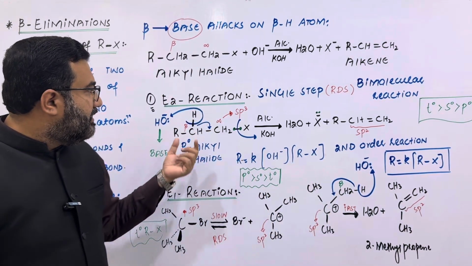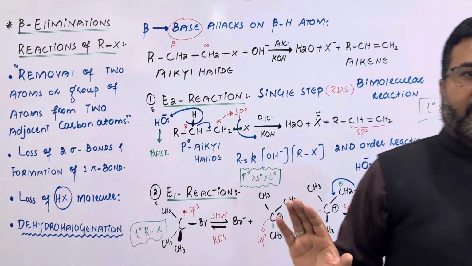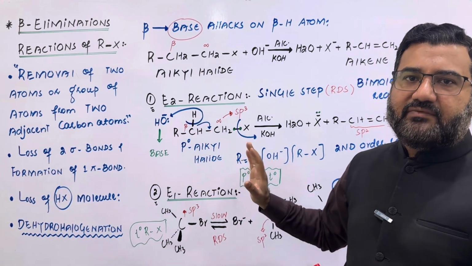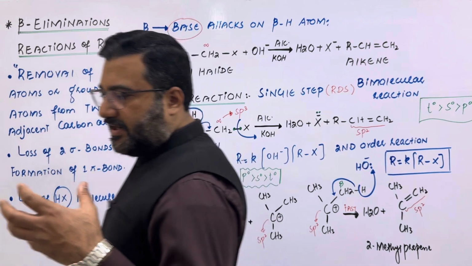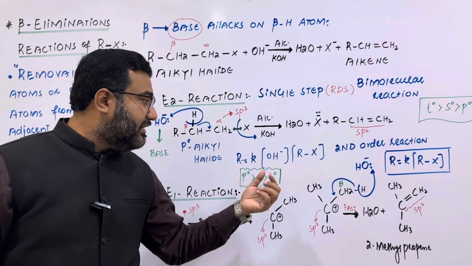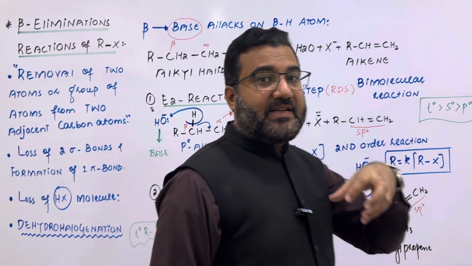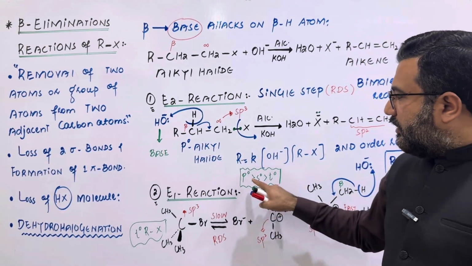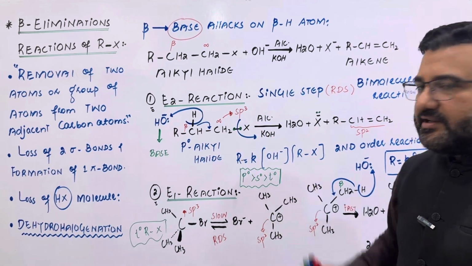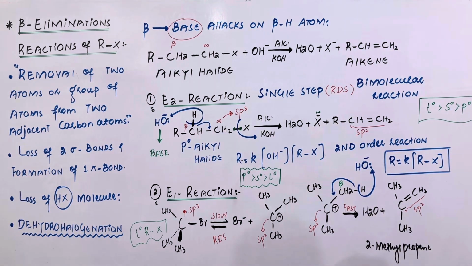And the last point, what kind of alkyl halides show E2 reactions? You will say that all alkyl halides show E2 reactions, whether primary, secondary or tertiary. But E2 is most favorable with primary alkyl halides. Primary alkyl halides show E2 reaction with maximum ease, and tertiary alkyl halides show E2 reaction with minimum ease and maximum difficulty. So the order of ease is primary, most easily show E2, then secondary, and tertiary, least easily. They are most reluctant to show the E2 reactions.